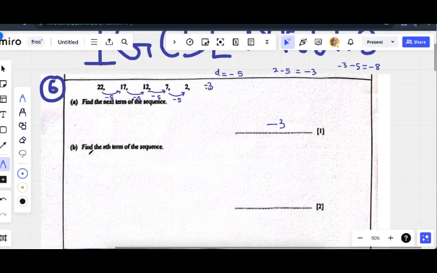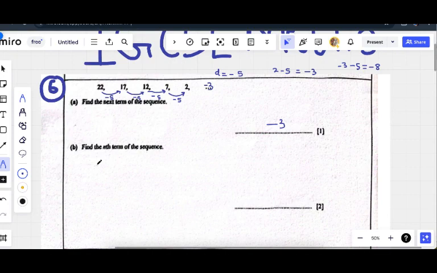So the next part of the question says we should find the nth term of the sequence. For sequences, we have different types: arithmetic sequence, geometric sequence, quadratic sequence, cubic sequence, and so on and so forth. We have various and different types of sequence.